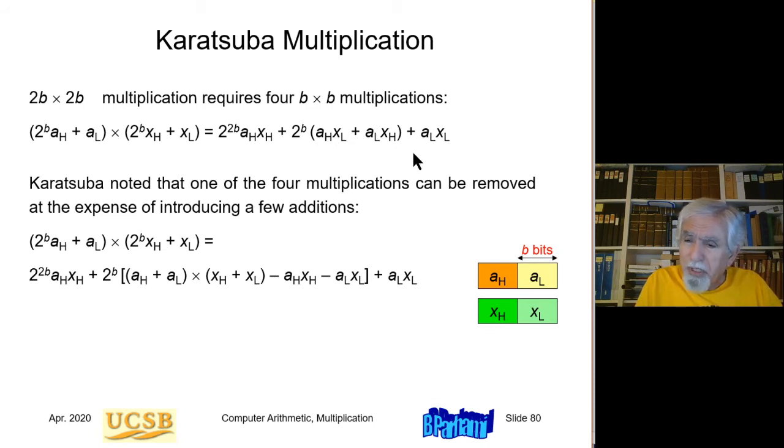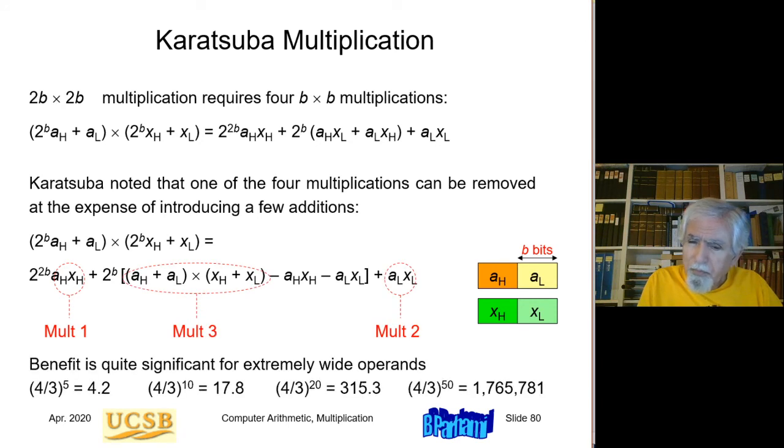Then this recursive solution in each unrolling triples the number of multiplications. So basically, if you unroll this five times, the ratio of the number of multiplications is 4/3 to the 5, which is a little bit over 4. So I need 4 times fewer multiplications. If you unroll it 10 times, then I need about 18 times fewer multiplications. You unroll it 20 times, more than 300 times advantage in terms of number of multiplications. If you unroll 50 times, the advantage becomes huge.